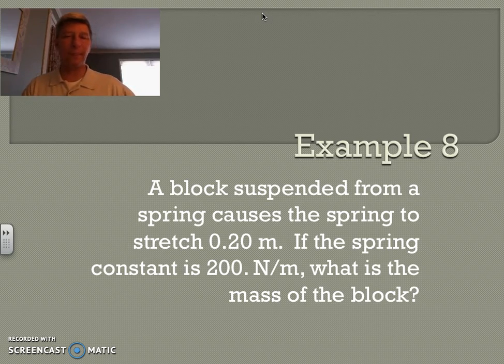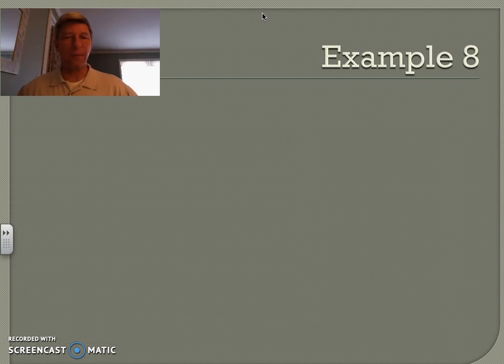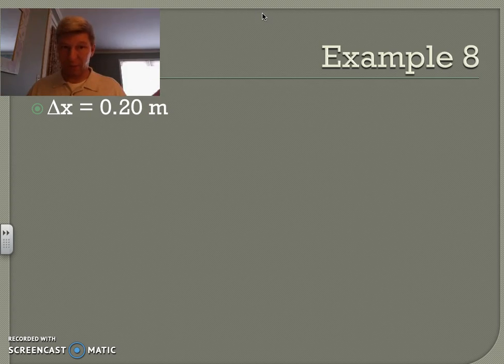All right, so what have we got here? Well, in this case, we again make ourselves a laundry list. We'll start with our value of delta x. Now remember, this value is how far the spring has stretched, not the length of the spring itself, but how far it is stretched or compressed. In this case, stretched. So delta x in our example is 0.20 meters.